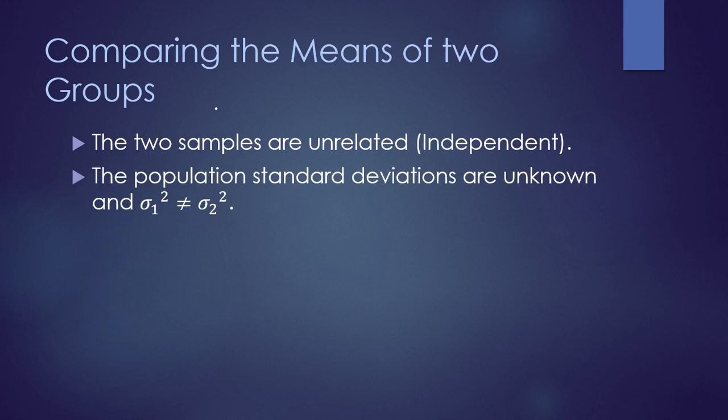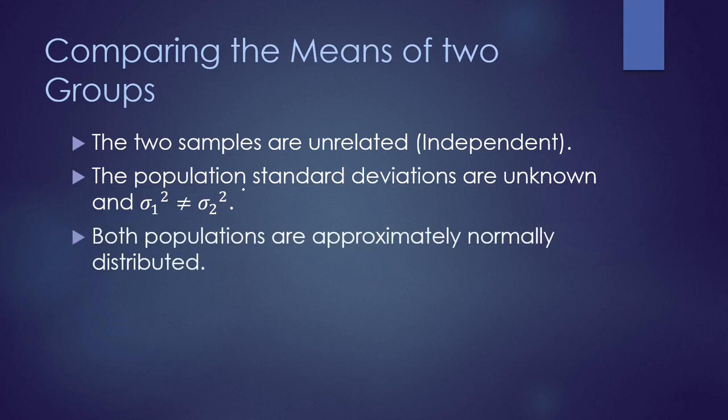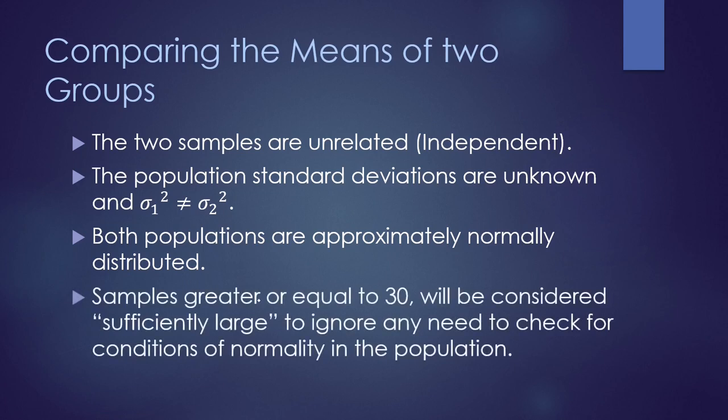The population standard deviations are unknown, and the variance of the first group cannot equal the variance of the second group. Both populations have to be approximately normally distributed. Samples greater than or equal to 30 will be considered sufficiently large to ignore any need to check for conditions of normality in the population.